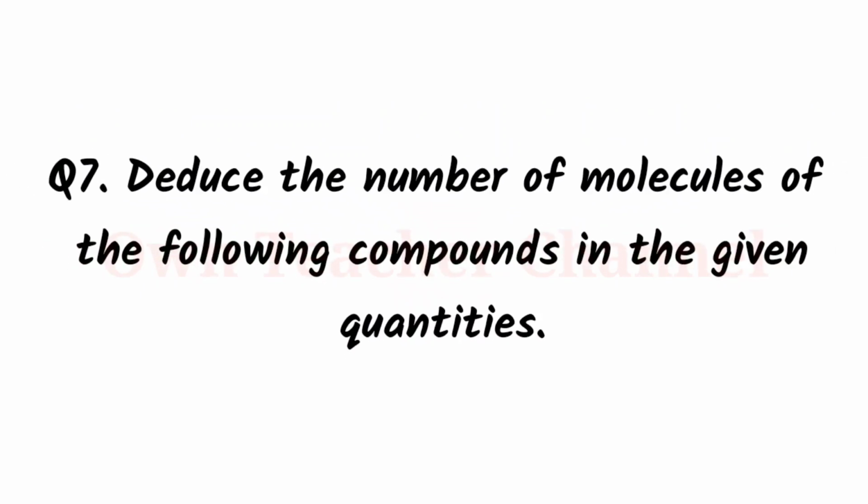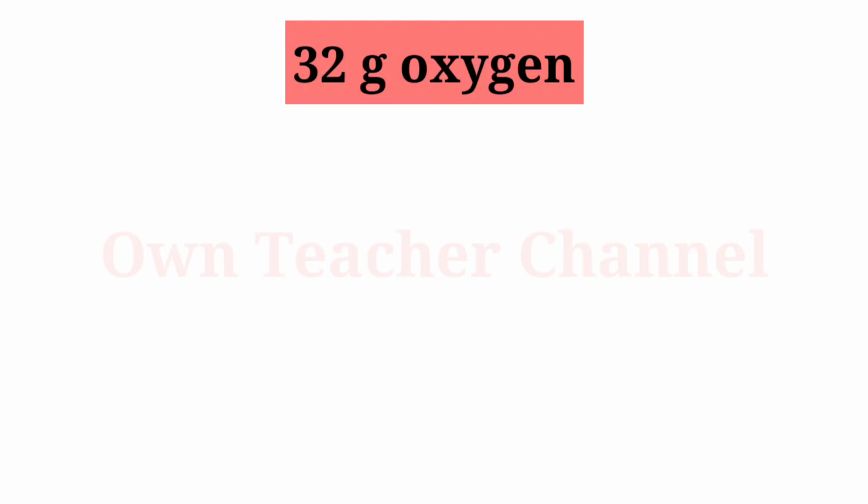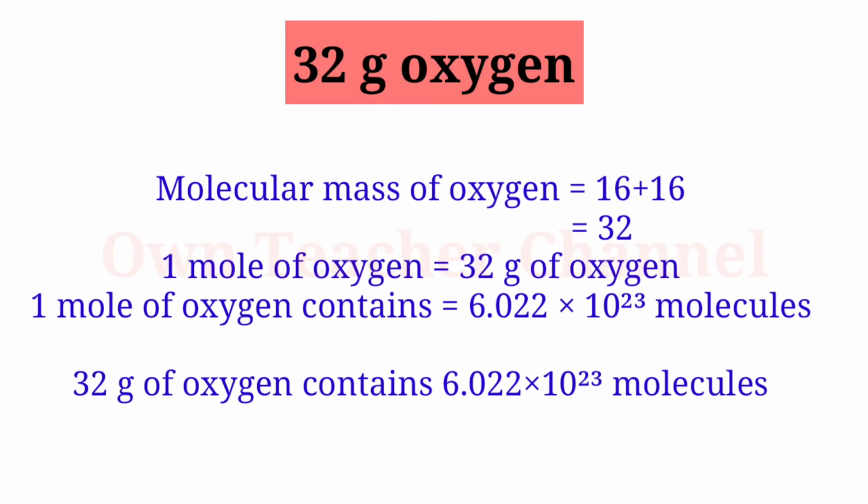Question 7. Deduce the number of molecules of the following compounds in the given quantities. 32 gram oxygen. Molecular mass of oxygen is equal to 16 plus 16 means 32. 1 mole of oxygen is equal to 32 gram of oxygen. 1 mole of oxygen contains 6.022 into 10 raised to power 23 molecules. Therefore, 32 gram of oxygen contains 6.022 into 10 raised to power 23 molecules.